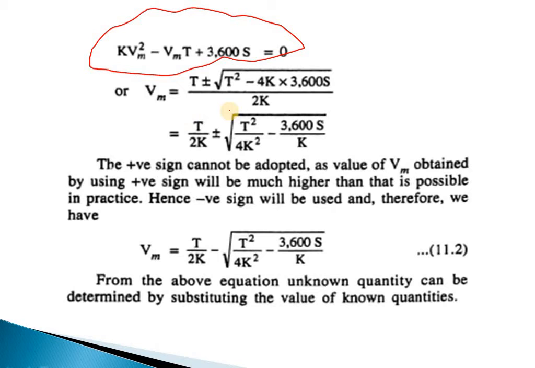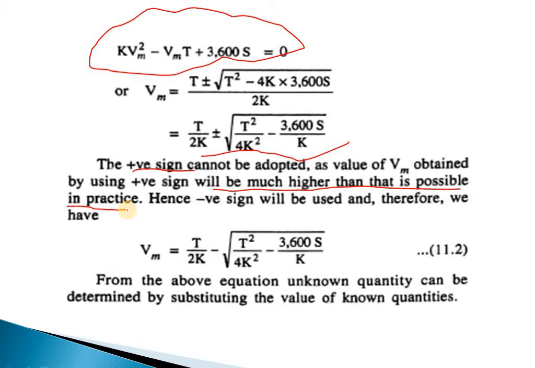That is by using Vm equals T by 2k plus or minus the root of T square by 4k square minus 3600 S by k. Now from here we have to understand which value we consider, the plus value or the minus value. Definitely we cannot accept the positive value, because the value of Vm obtained by using the positive sign will be much higher than is possible in practice.